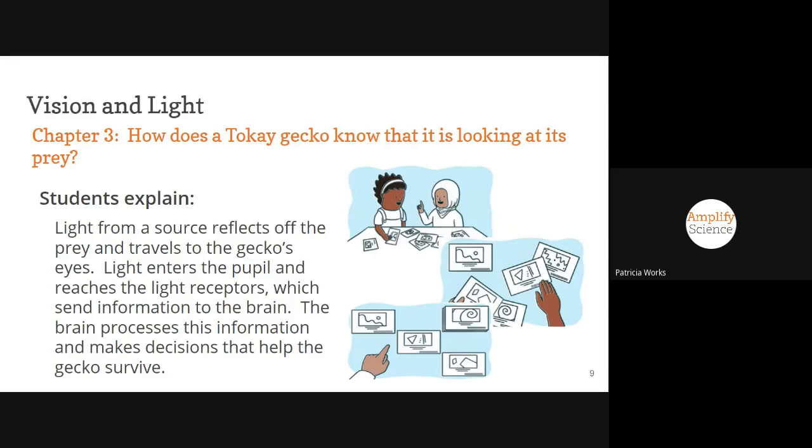At the end of Chapter 3, students are able to explain that light from a source reflects off of the prey and travels to the gecko's eyes. The light enters the eye through the pupil and then reaches light receptors. The light receptors respond to the light and send information from the light to the brain. The brain processes this information and forms an image. By comparing the image to memories, the gecko can recognize what it is looking at and make a decision that might help it survive.